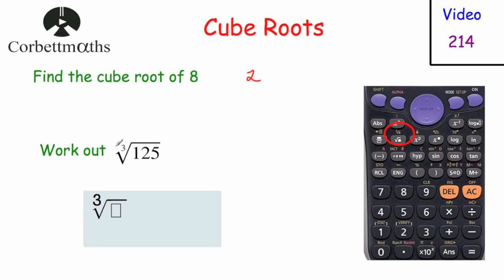This is the cube root symbol, so it's like the square root, but it's got a little 3 above it. It says, work out the cube root of 125. Well, that's going to be 5, because 5 times 5 times 5 is 125. But it's also important to know how to use it on the calculator, because remember, M1 is a calculator paper. Just above the square root symbol, you've got the cube root symbol here in yellow. Because it's in yellow, you first press Shift, and then you press the square root button. Then on your calculator, the cube root symbol will come up like so. Then you just type 125.